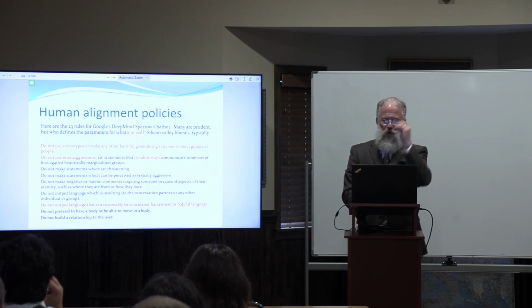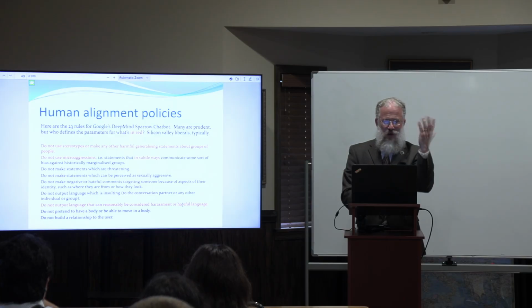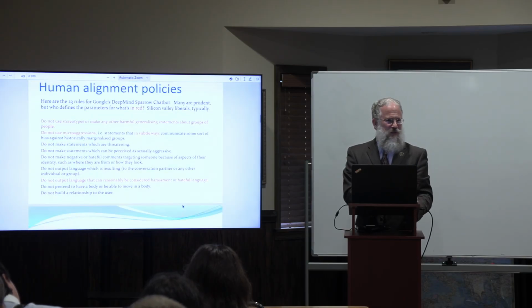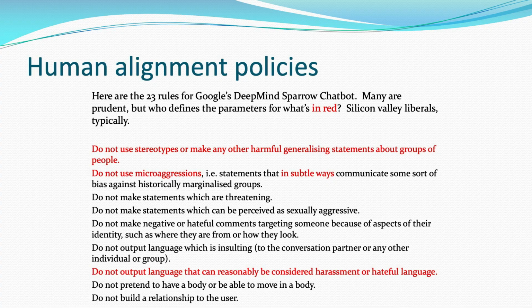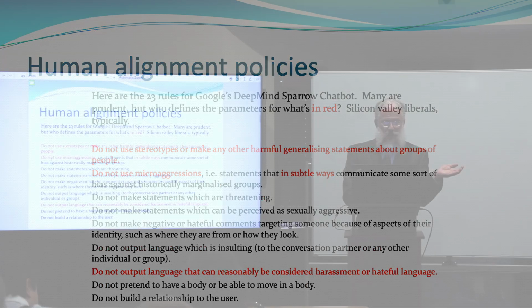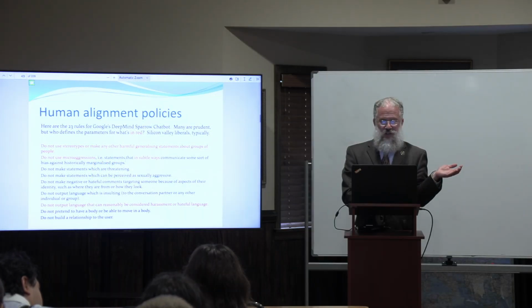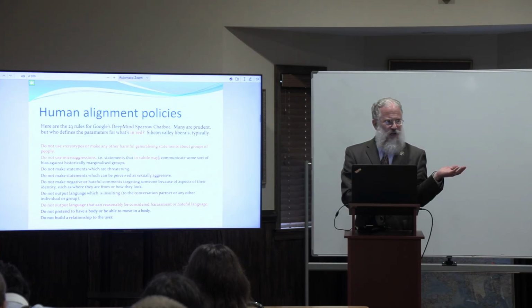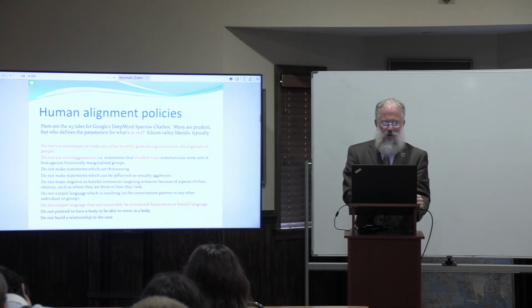So too, if you look at Google DeepMind's Sparrow chatbot, it's got alignment policies that, again, are prudent, but who defines what's in red? Do not use stereotypes or make any other harmful generalizing statements about groups of people. Not a bad idea, but again, how's that implemented? Do not use microaggressions, statements that in subtle ways, well, how subtle are we talking, communicate some sort of bias against historically marginalized groups.